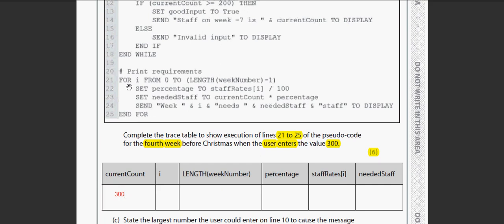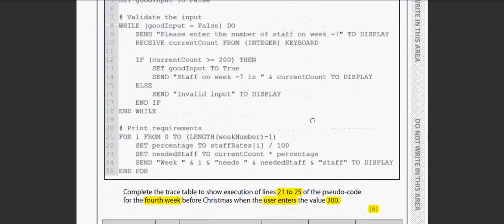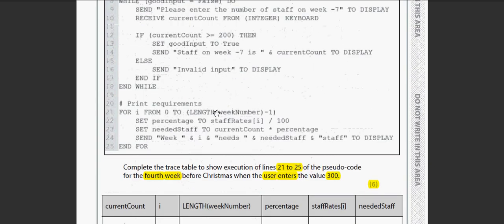So here we have our for loop: for I from 0 to length of week number minus 1. I is short for index. It's the position number in the loop, so you can think of it as the loop counter, and it will always be an integer. It's running in this case from 0 to the length of week number minus 1. Week number is our array at line 3. It has 1, 2, 3, 4, 5, 6 elements in it. So from 0 to length of week number, which is 6, minus 1, that gives us from 0 to 5.